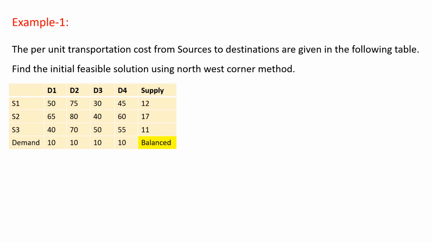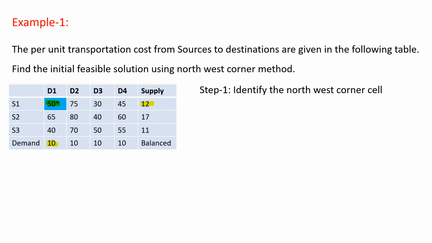Then the first step is to identify the northwest corner cell. The northwest corner cell is 50, as you see here. So we have to see the supply and the demand corresponding to this cell. Among these, we assign 10, which is the smaller one, to the X11 cell, or we can say the northwest corner cell.